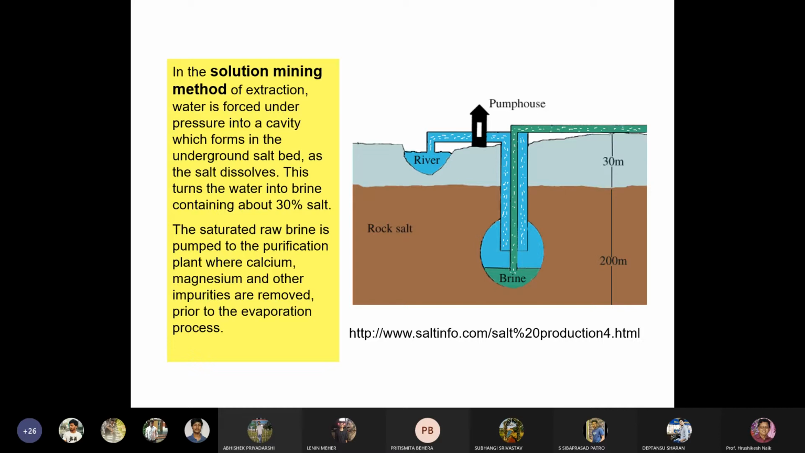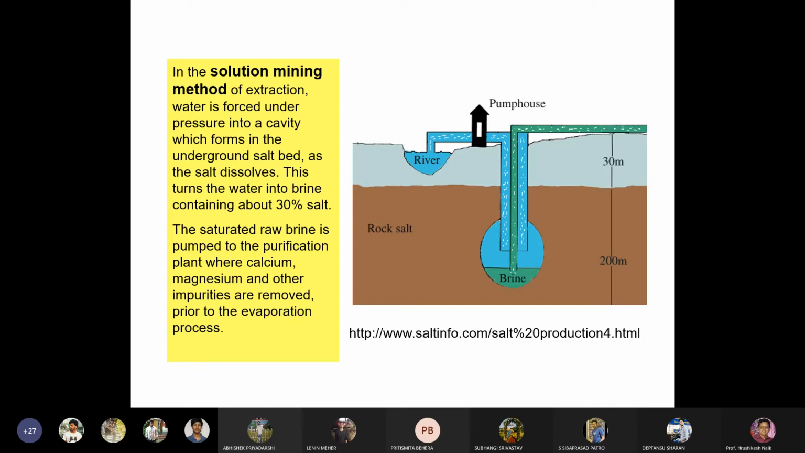In the solution mining method of extraction, water is forced under pressure into a cavity which forms in the underground salt bed, and the salt dissolves. The water becomes brine when it comes in contact with salt. This turns the water into brine containing about 30% salt.